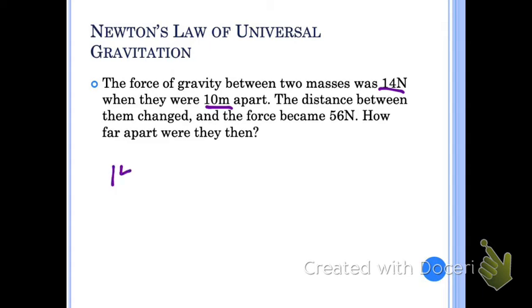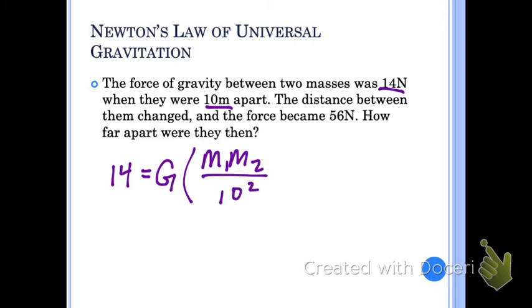It says Fg is equal to 14 newtons equals big G. We don't know M1 or M2, but we do know that our radius is 10. They're 10 meters apart. That's considered our radius. We don't need to cut that in half, right? The distance between them is called our radius. But what I want you to think about is that between the first scenario and the second scenario, are their masses changing? No.